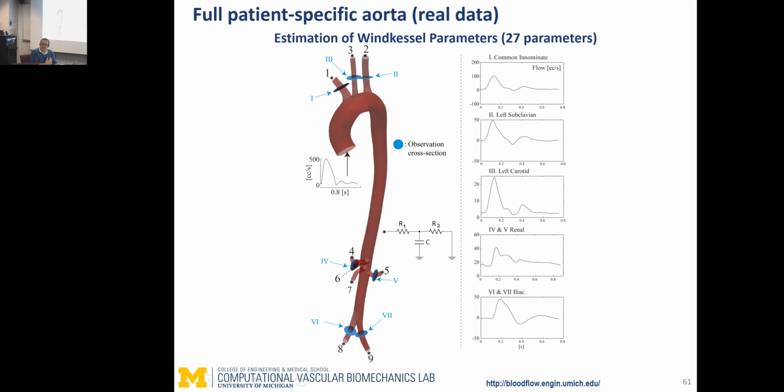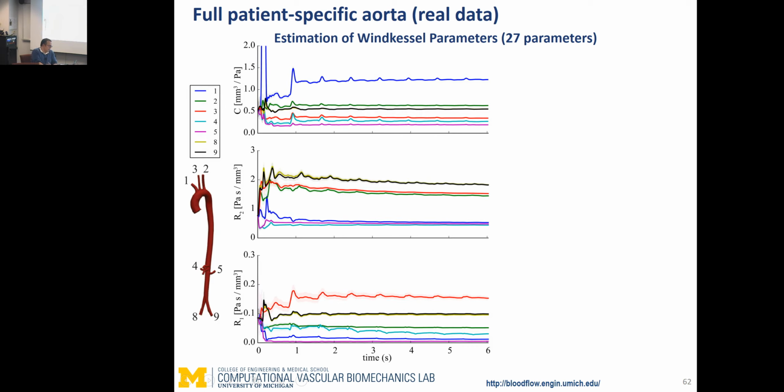If we take our standard 3-element Windkessel model, we're going to have 27 parameters that we need to estimate, so that when we impose the actual phase contrast measurement at the inlet, we get something that looks like the data at the different branches. So this is basically the way we go about it. We're going to have 9 compliances, 9 distal resistances, and 9 proximal resistances. We don't know what the solution is.